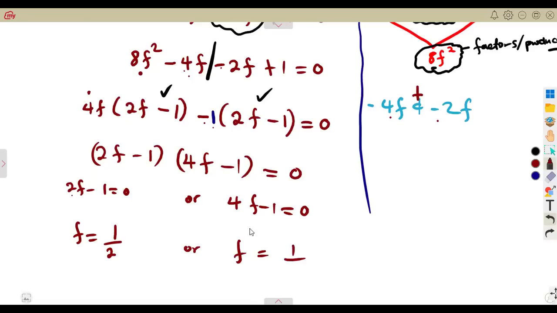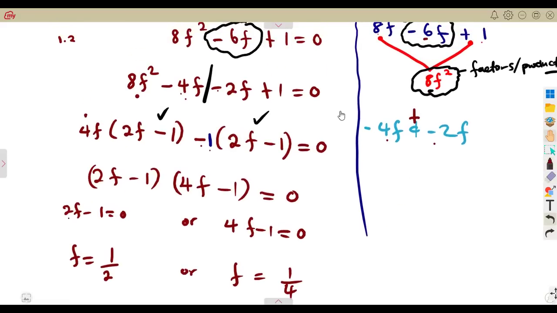So meaning to say we are going to divide by 4. Okay, so it's going to be 4f is equal to 1. You divide by what? You divide by 4. I think we are together on this part. So these are the values of f that you're going to have.